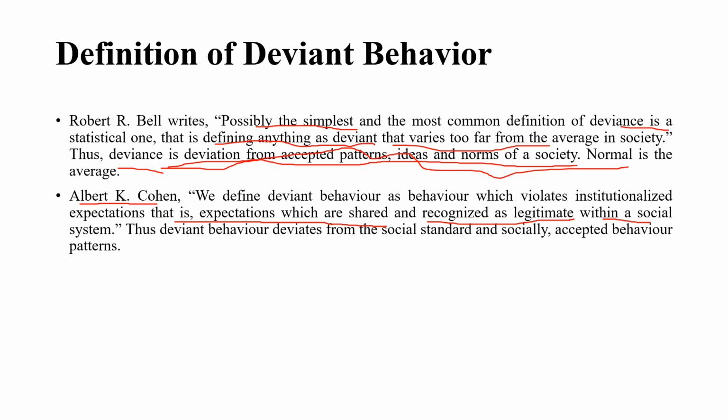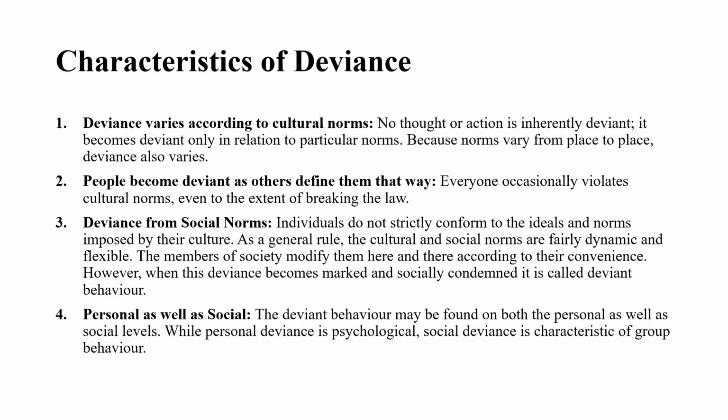So these are the expectations. These are the shared expectations. These are recognized within a social system. When you violate these institutionalized expectations, that behavior comes under the category of deviant behavior. So deviant behavior deviates from the social standard, from socially accepted behavior and pattern. There's a deviation. Definitely you're moving away from what is accepted in the society. Now let's move further.